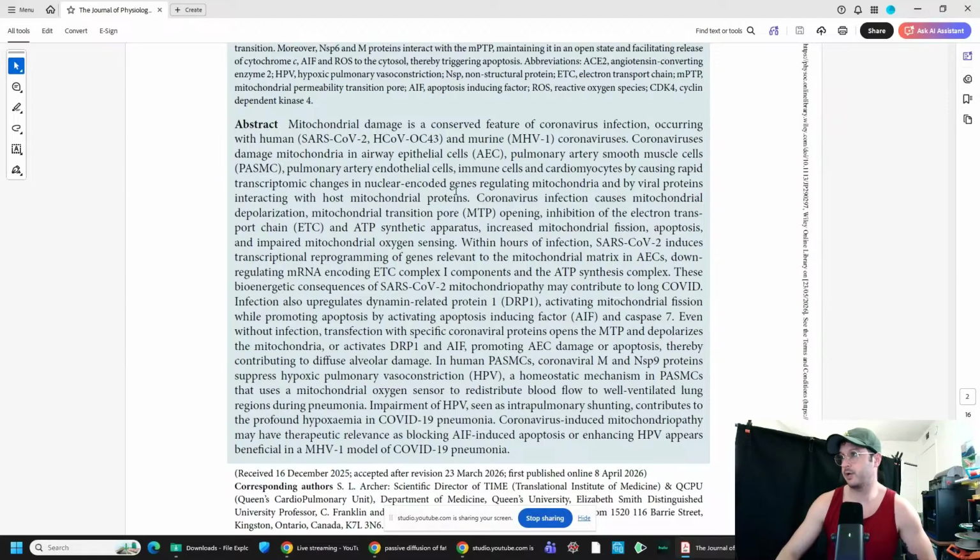Coronaviruses damage mitochondria in airway epithelial cells. So these are the cells that are lining our lung tissue, pulmonary artery smooth muscle cells, pulmonary artery endothelial cells, immune cells, and cardiomyocytes by causing rapid transcriptomic changes in nuclear encoded genes regulating mitochondria, and by viral proteins interacting with host mitochondria proteins. So that's sort of what I already told you.